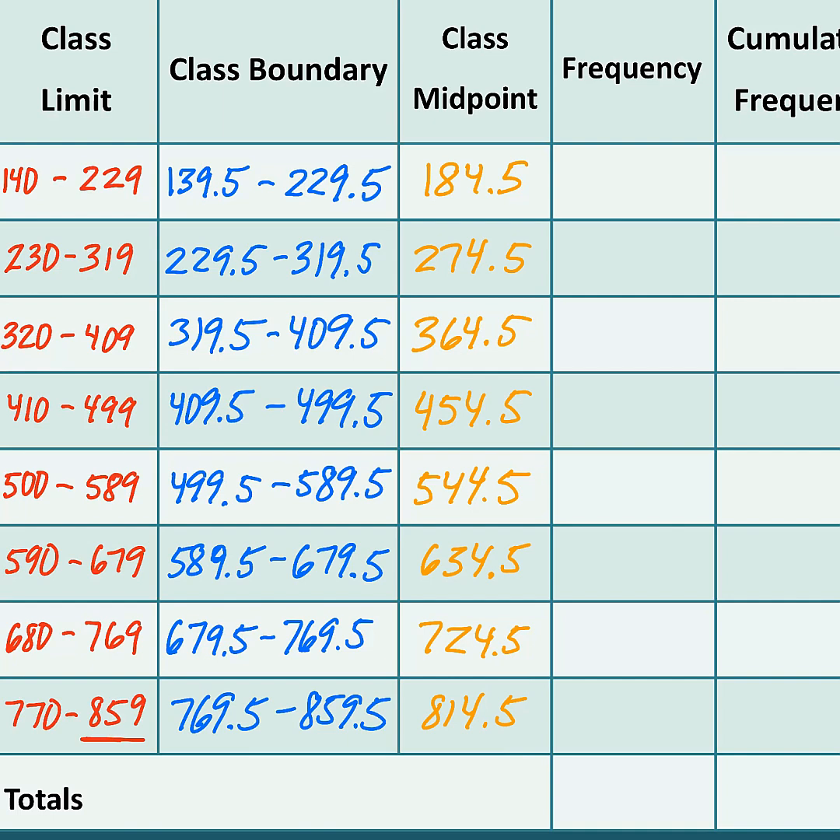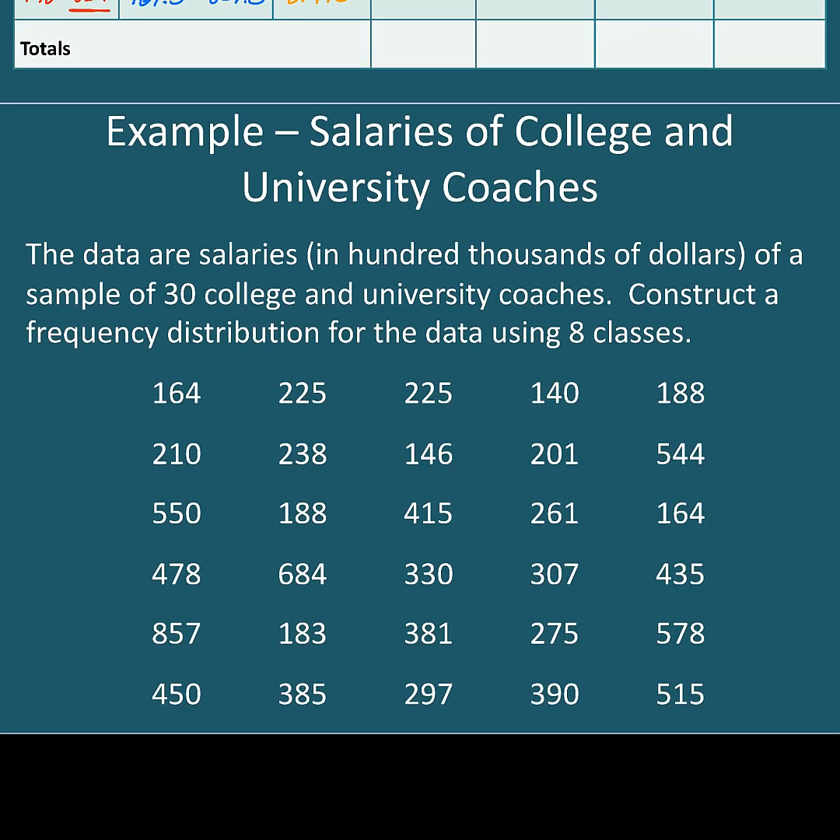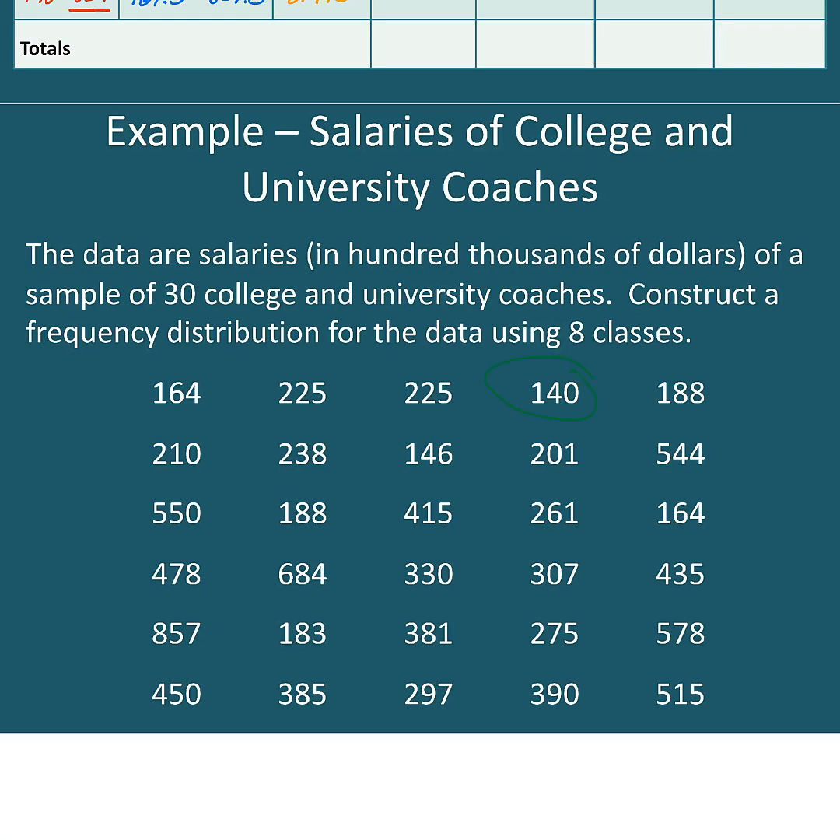Now for frequency, being that there's a lot of numbers here, you have to look very carefully to make sure that you get the proper numbers in the proper boxes. So to remind ourselves, let's take a look at the salaries of the coaches. And let's ask ourselves, how many have a salary that belong in the first class? Meaning from 140 to 229. In particular, you might notice that my boundary starts at 139.5. And the reason for this is that at 139.5, it easily includes the salary of 140.